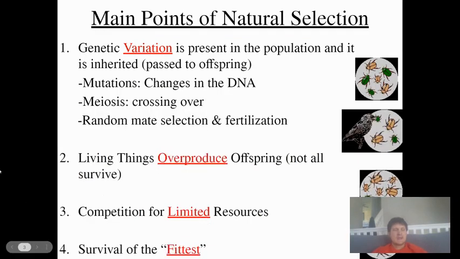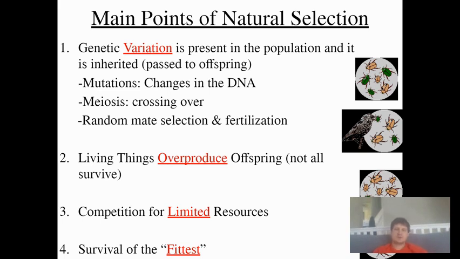As we go along, there are four main points of natural selection. Number one, genetic variation. Variation is a topic that we have talked about a lot over the past couple of lessons. It's just the differences from person to person. So, in natural selection, genetic variation is present in the population and it is inherited, meaning it is passed from parents to offspring.